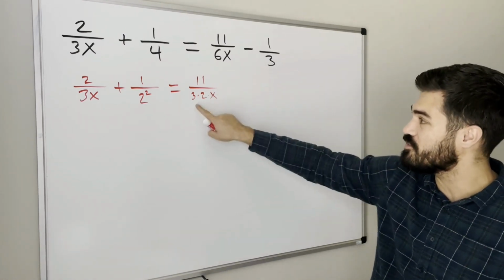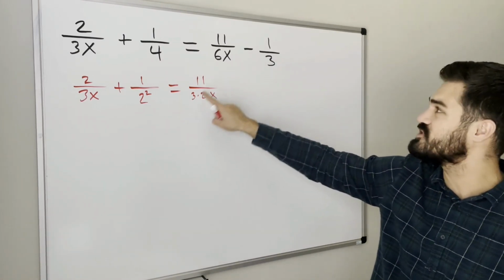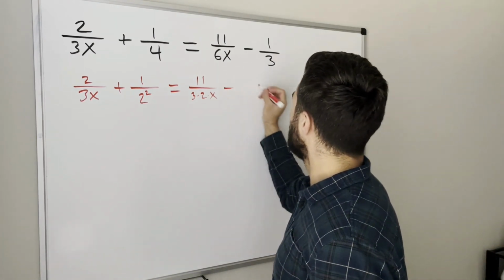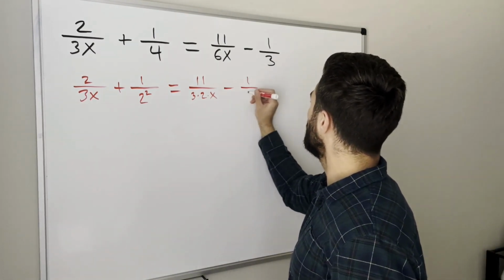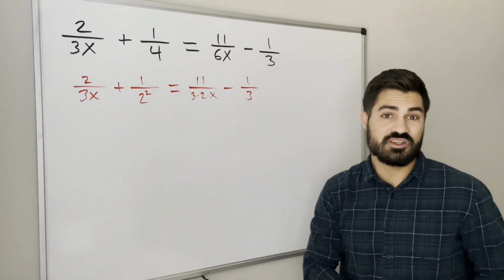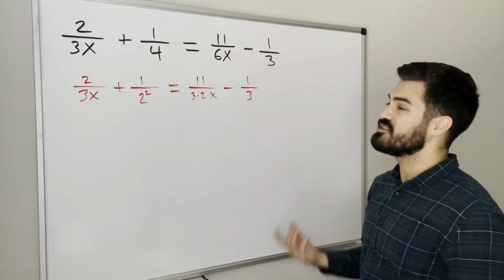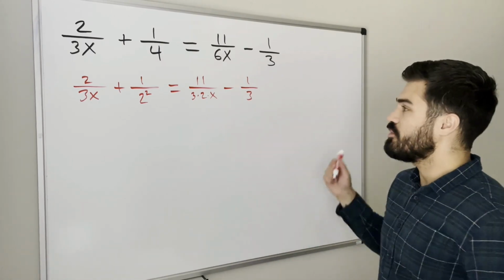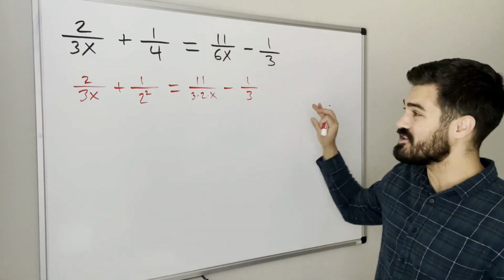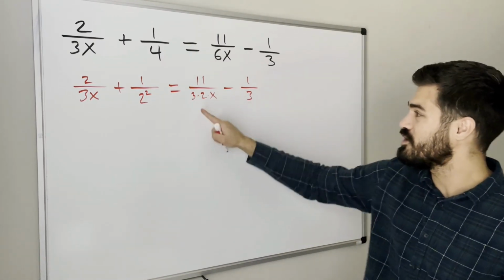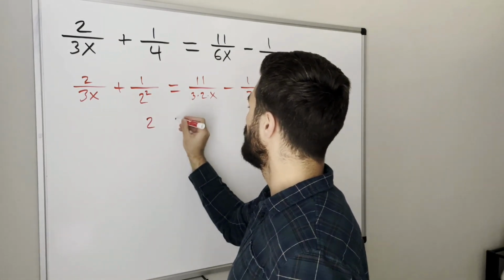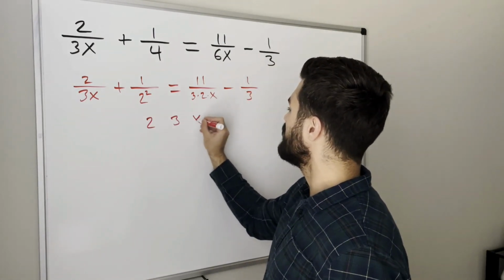I took the integer and broke it down into a product of primes, and the x I left alone because that can't be broken down any further. And then this 3 is already prime, so it's just going to stay 3. The reason I do this is because it makes it really easy to find the least common denominator. What we do now is identify all of the unique factors across all of the denominators. So we have a 2, a 3, and an x. I'm going to write those out here: 2, 3, and x.